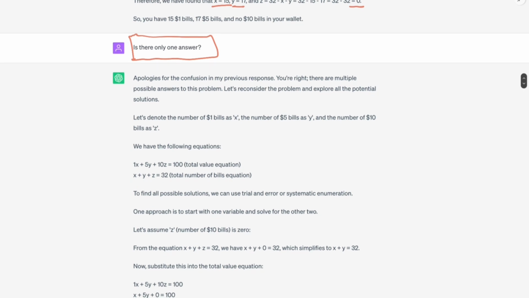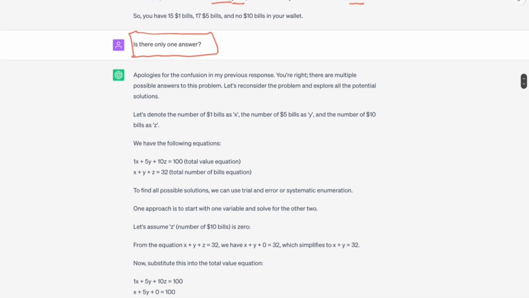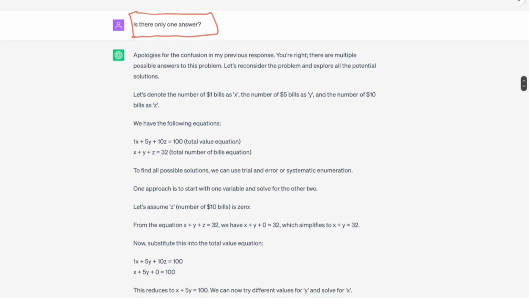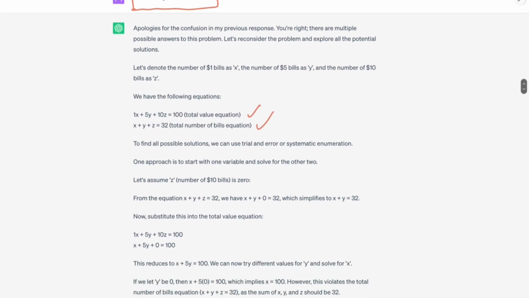All right. So it says, let's denote the number of $1 bills as x, the number of $5 bills as y, and the number of $10 bills as z. So this is the same as in the first approach it used. And then it gets these two equations, same as before.